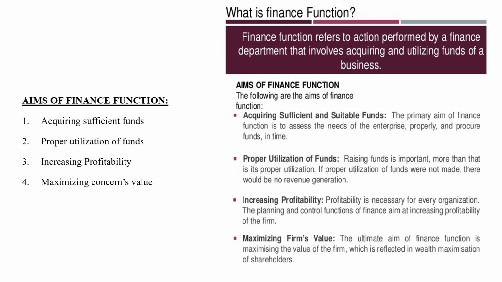Now, what are the finance functions? What are the purposes of the finance function? First, the purpose, objective, and motive of the finance function is to acquire sufficient funds. Sufficient means it is not overfunding or underfunding. That means the fund which is actually required by the company at any point of time. Then comes proper utilization of funds. Once the funds are arranged, the selection of source itself is a decision taken under the finance function.